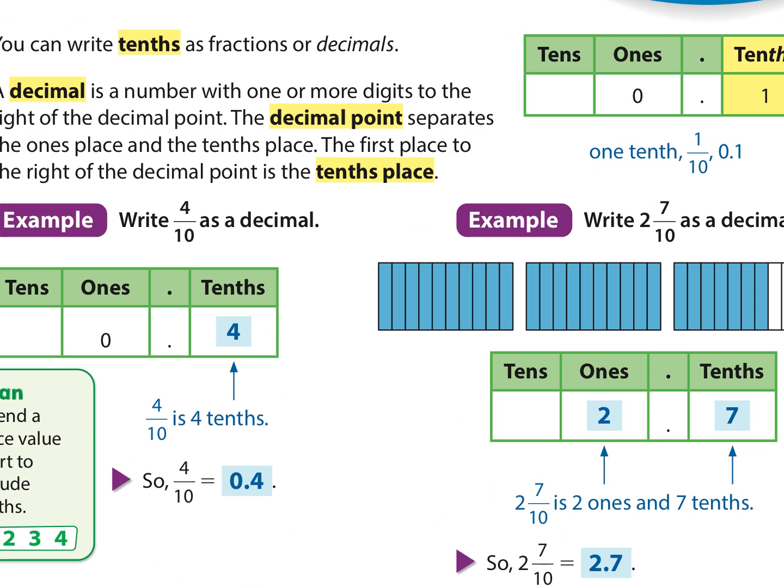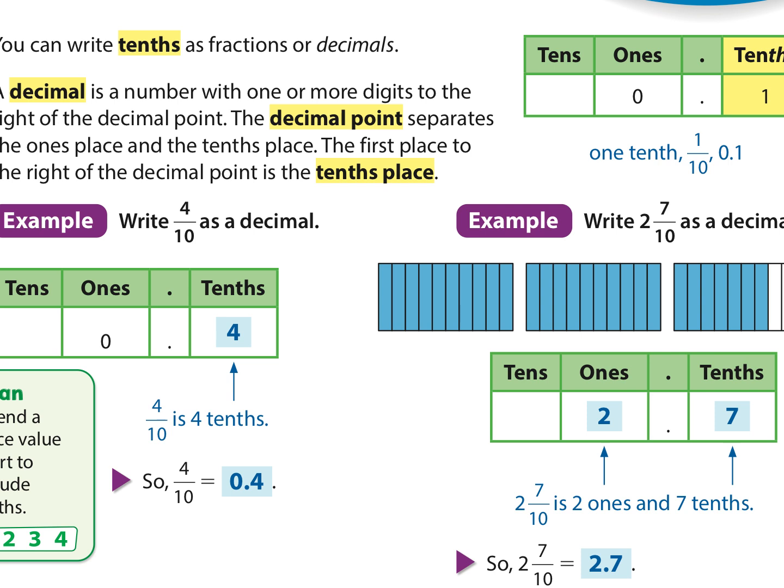So if we're looking at a place value chart, it's going to be to the right of the decimal. The ones place is to the left of the decimal. So now we're moving to the right side of our decimal point in our place value chart. A decimal is a number with 1 or more digits to the right of that decimal point. The decimal point is what separates the ones place and the tenths place. And the first place to the right of the decimal point is called the tenths place. That's where we're going to stop, and that's where we're focusing on today.